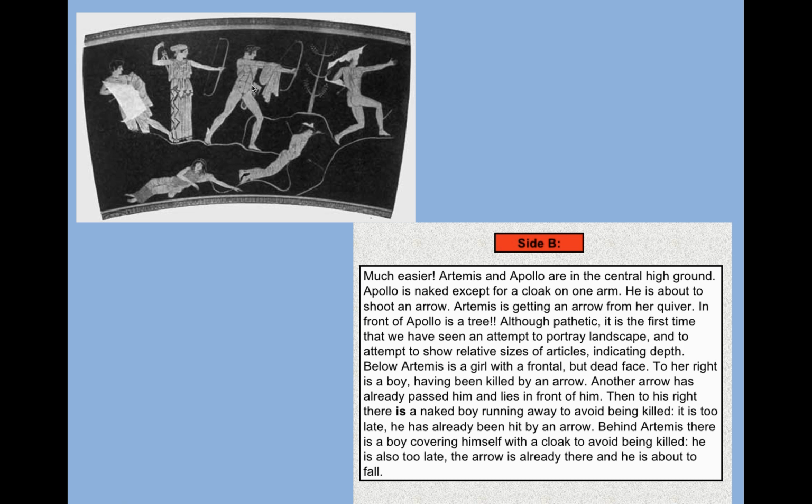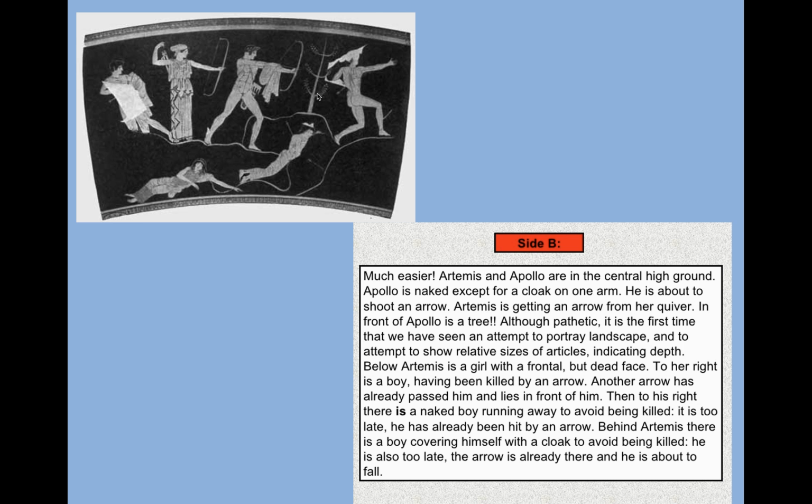And notice in this one, Artemis is wearing a chiton, that same dress that we saw on the Peplos Kore. So she's grabbing an arrow from her quiver. Apollo is hiding behind this tree. Yes, that's what he's doing. It's an attempt to show landscape. It's one of the early attempts to show landscape, like actual trees and stuff like that.